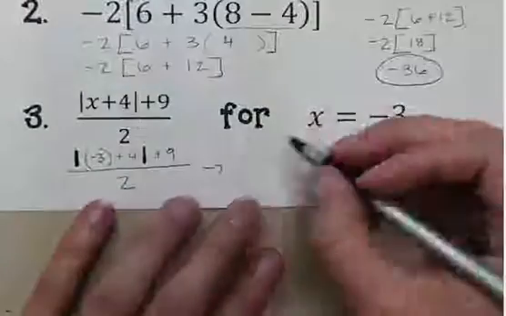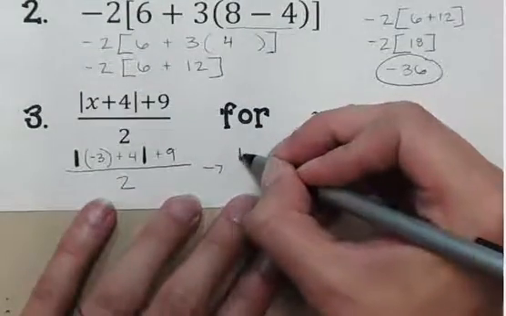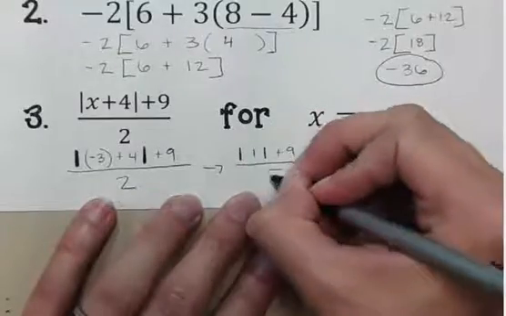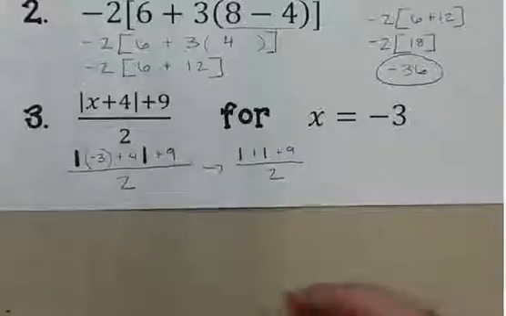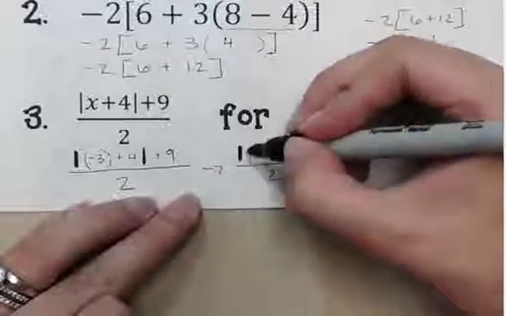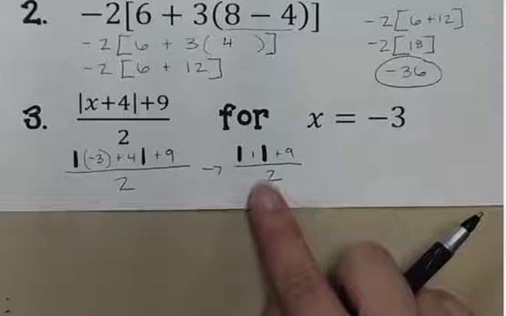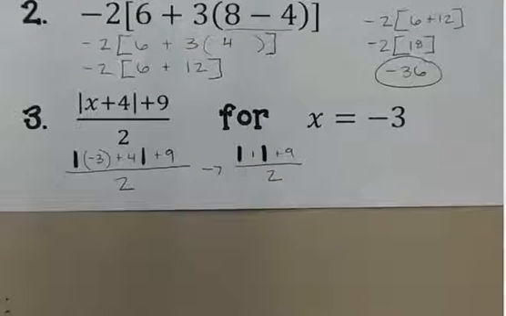I know -3 plus 4 gives me a +1. So I'm going to copy everything else down. And this is what I have so far. I'm going to make my absolute value a little bolder. So from here, these absolute value bars, it's simplified, but I need to ask myself a question.